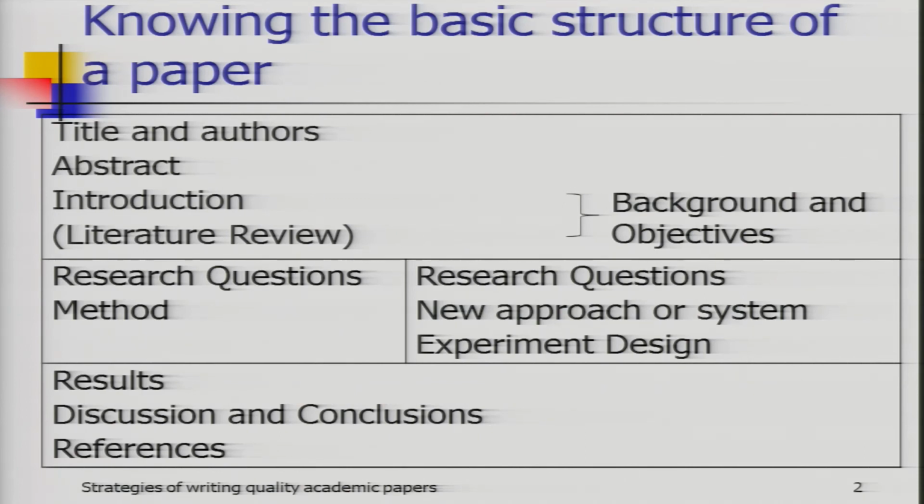And then there could be different structures of the paper. If you only investigate some issues without developing any new system or without proposing any new strategy, then you come to this research question section, and then method section, and then result, discussion, conclusion, and then reference, okay, reference list. However, if you develop some new system, or you propose some new strategy or model, then you come to this, okay? After the research question, you need to show what is your new approach or system. And then you need to have an experimental design to show how your approach or system works, to prove it works, okay?